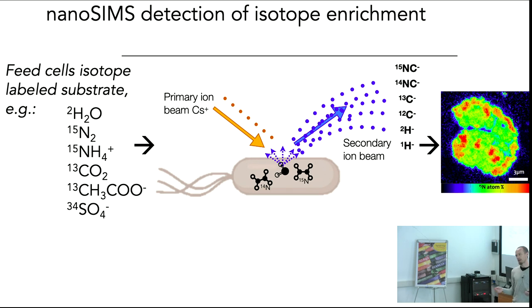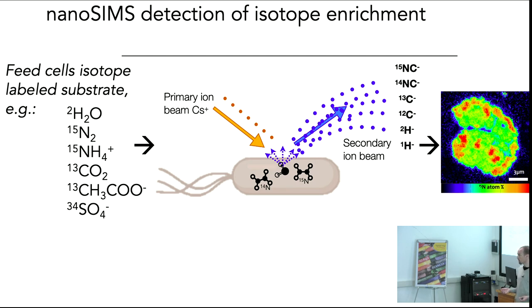And then the nanoSIMS has a whole bunch of ion optics, all of these plates and little tiny quadrupoles that are focusing these cesium ions to a smaller and smaller beam size, up until the point where you get a beam size of about 70 to 80 nanometers. 50 nanometers is pretty achievable.